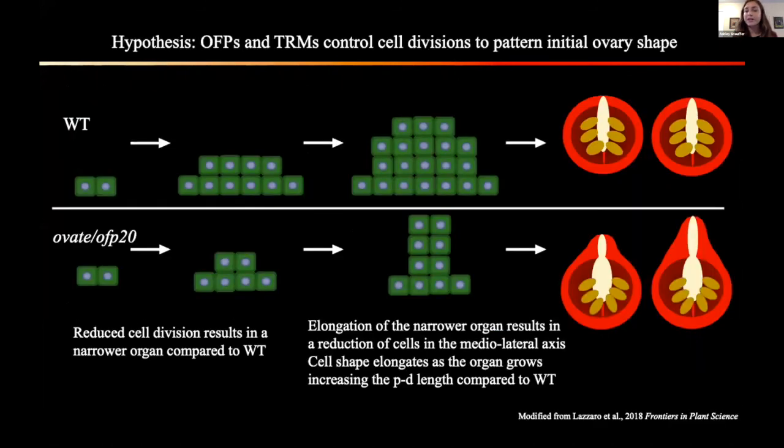And I'll just summarize this with a graphic. Here we have ovate and OFP20 mutants on the bottom. At those very early developmental stages, you actually have reduced cell division, but no developmental delay. So we know that these mutants develop on the same time course as wild type. It's just a reduction in cell division frequencies. This reduction results in a narrower carpel that then goes on to elongate just as it normally would. But because you have fewer cells in that medial-lateral axis, it results in an elongated proximal-distal axis compared to wild type.